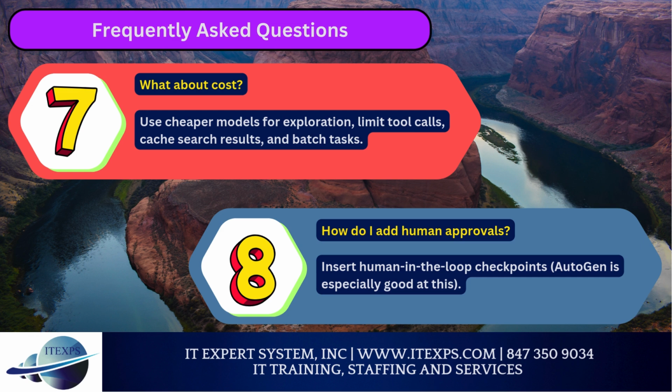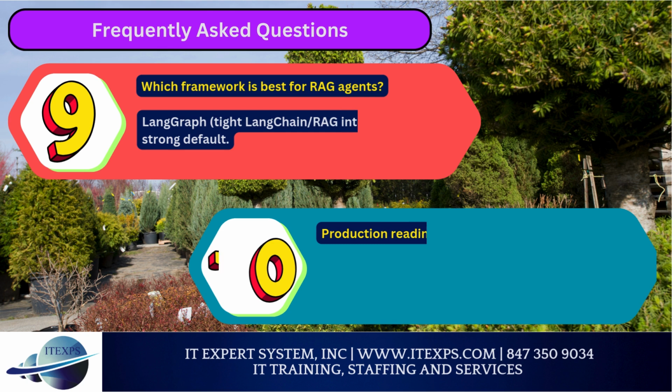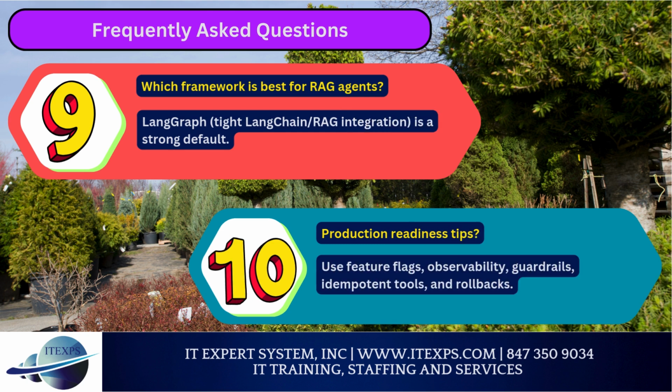How do I add human approvals? Insert checkpoints. AutoGen makes this especially easy. Which framework is best for our AG agents? LangGraph integrates tightly with our AG and LangChain, making it ideal. Any tips for production readiness? Yes, use feature flags, observability, guardrails, idempotent tools, and rollbacks.